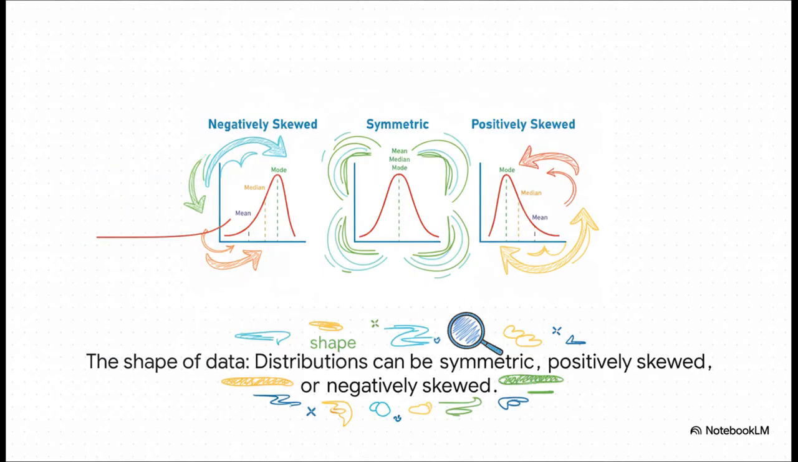But here's the thing, numbers alone don't give you the full picture. This is where visuals become absolutely critical. You can instantly see the shape of your data. Is it a nice balanced bell curve? Or is it skewed with a long tail? That shape can tell you things that a simple average would totally miss.